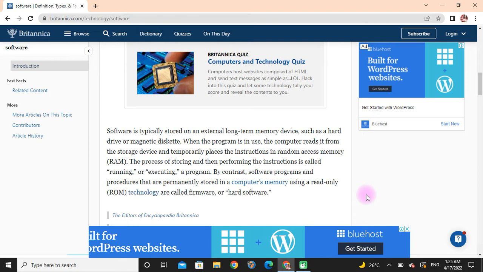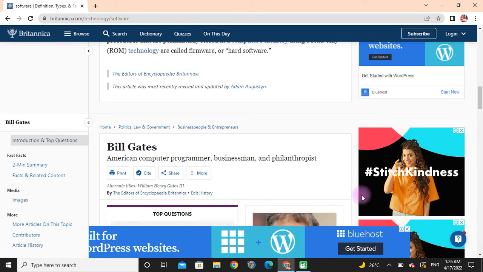When the program is used, the computer reads it from the storage device and temporarily places the instructions in random access memory. The process of storing and then performing the instructions is called running or executing a program. Software programs permanently stored in the computer's memory using read-only memory technology are called firmware or hard software.